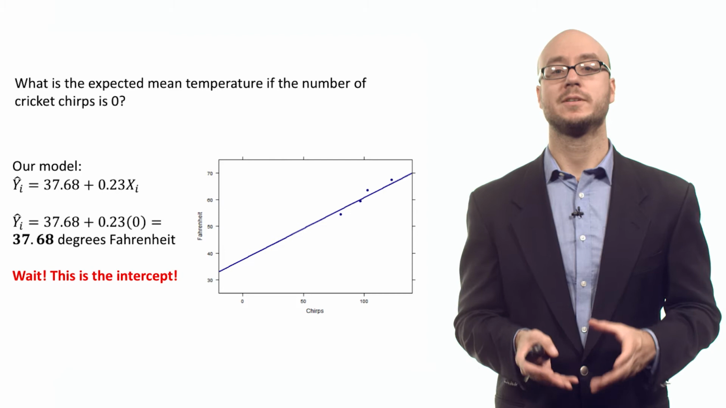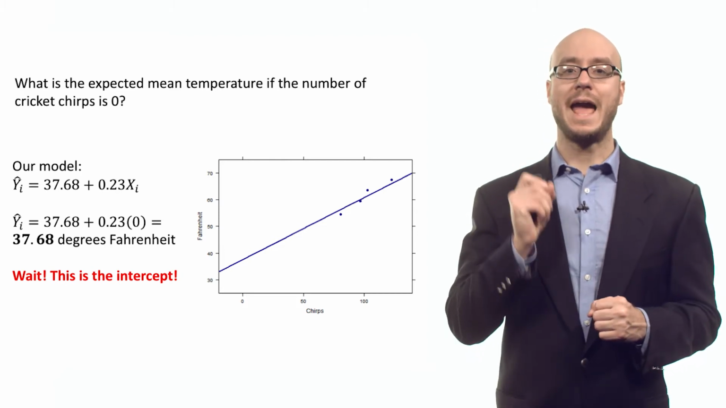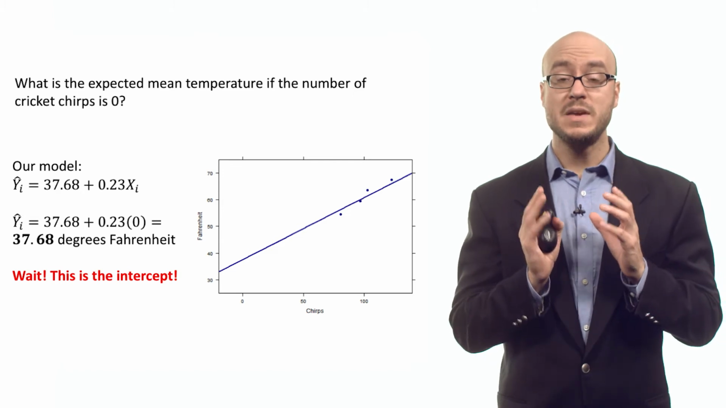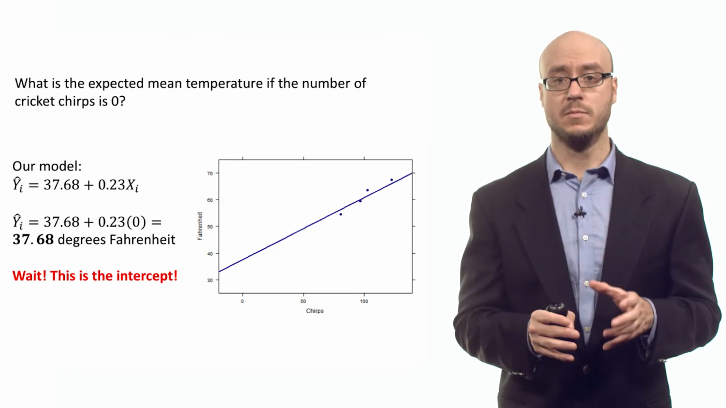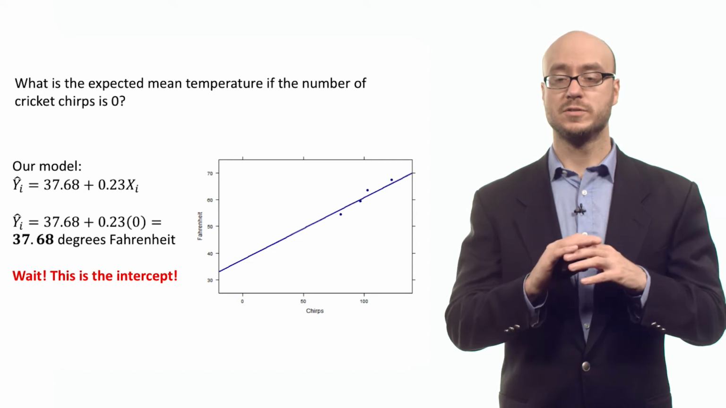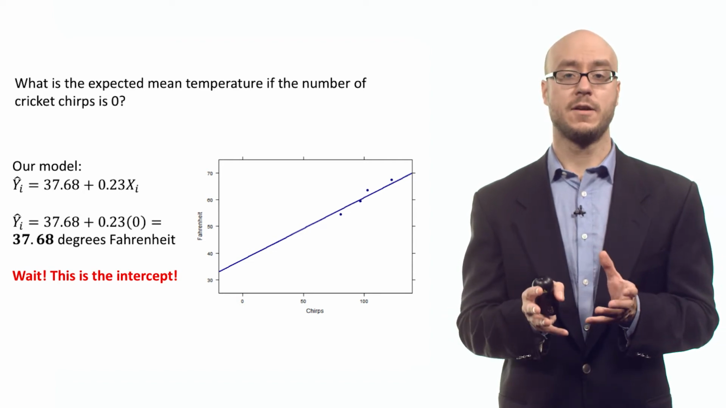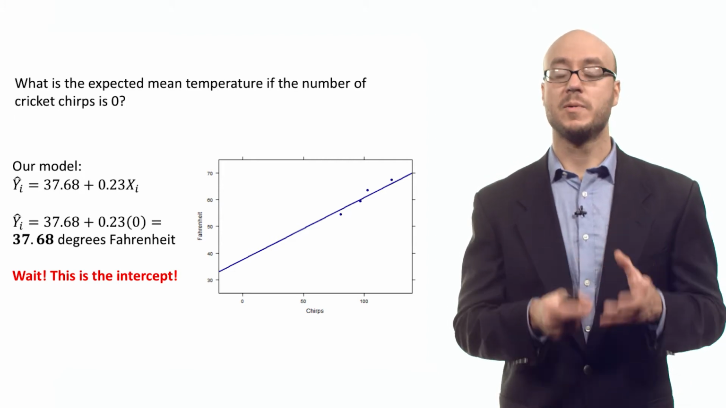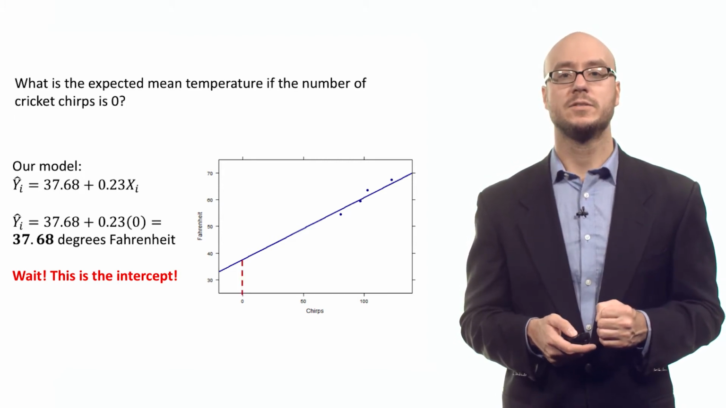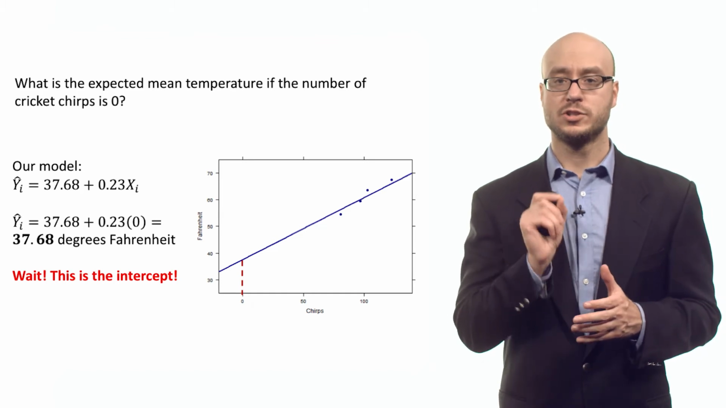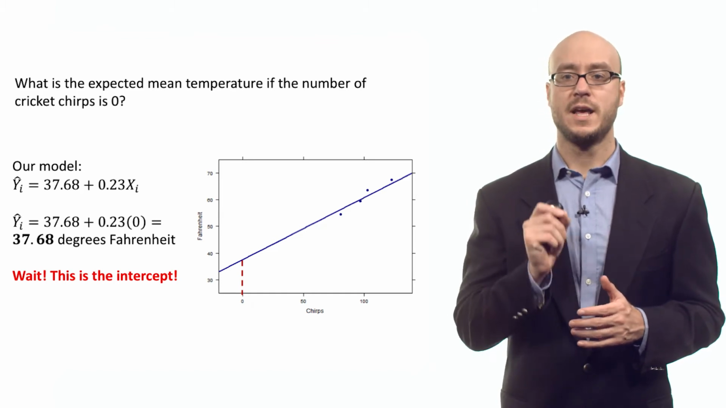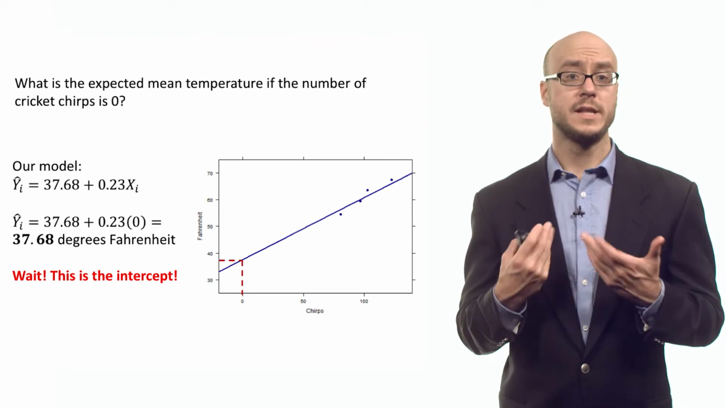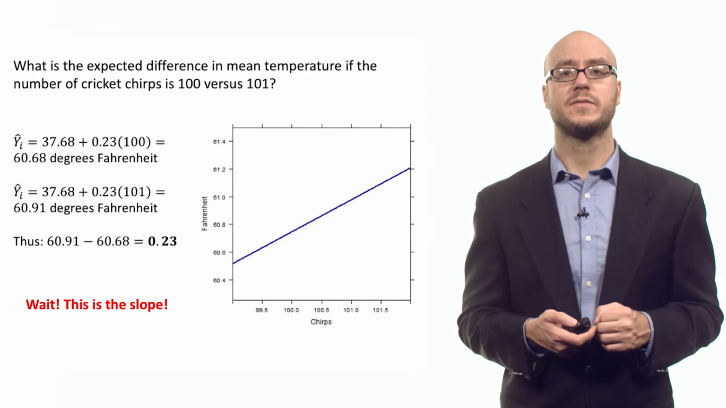This is the intercept, right? The intercept is when x equals 0. Crucially, it's the mean of the outcome. It's the expected mean of the outcome when x equals 0. So when there are 0 cricket chirps per minute, we expect the temperature to be about 37.68 degrees Fahrenheit. And you can see this. You can just look on the actual plot, find x equal to 0, move up to the line, and follow over, and that's about 37.68 degrees Fahrenheit.